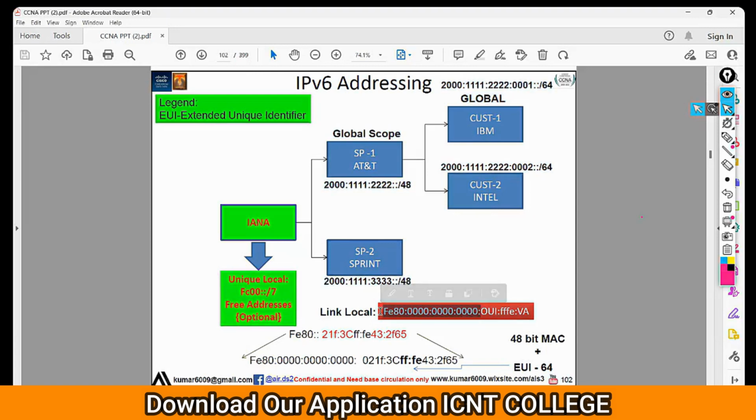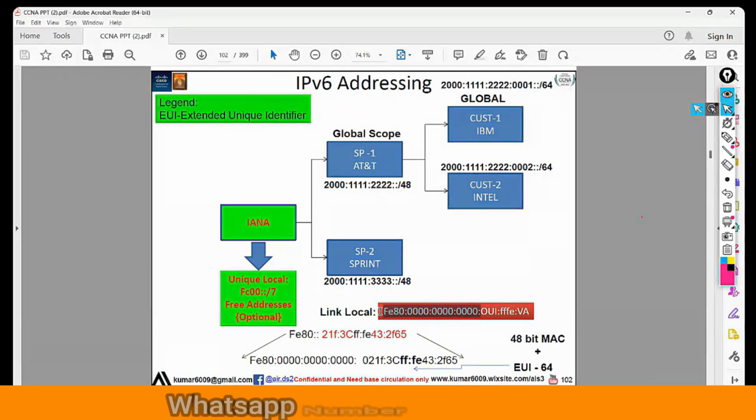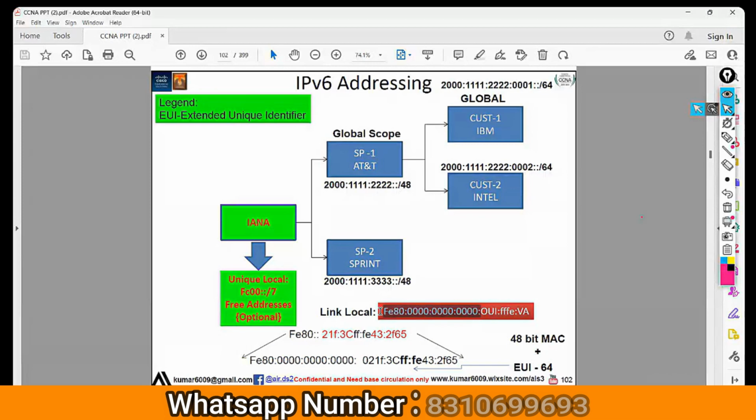Then comes the OUI, 24 bits, then FFFE, which is also fixed. Then the VA, again 24 bits. 24 plus FFFE plus 24 bits. So how much is it? 24 plus 24 is 48, and 48 plus 16 is 64. Using the MAC address, IPv6 automatically configures the link local address.